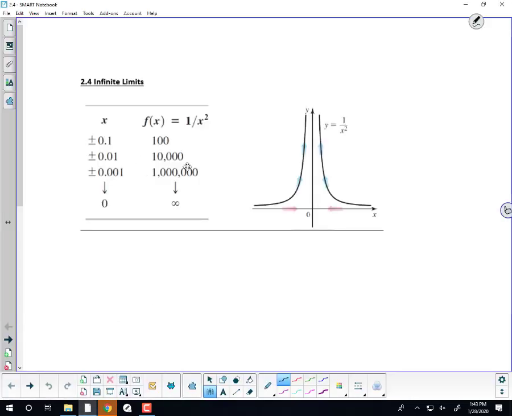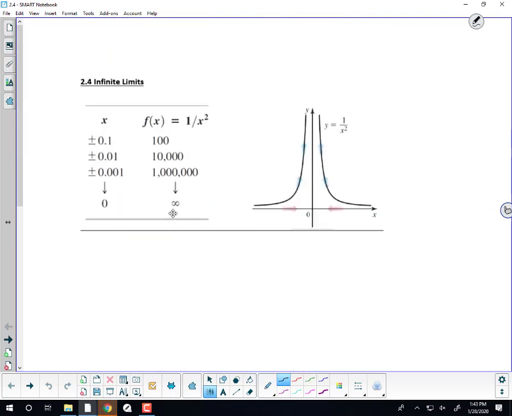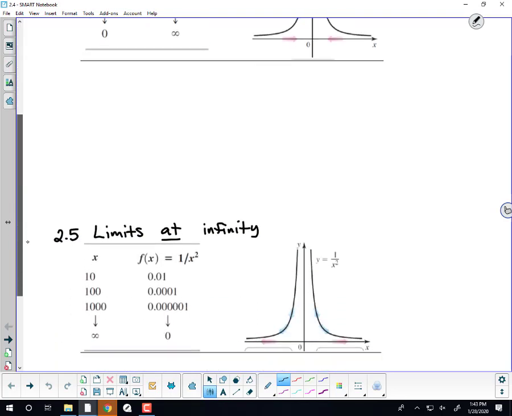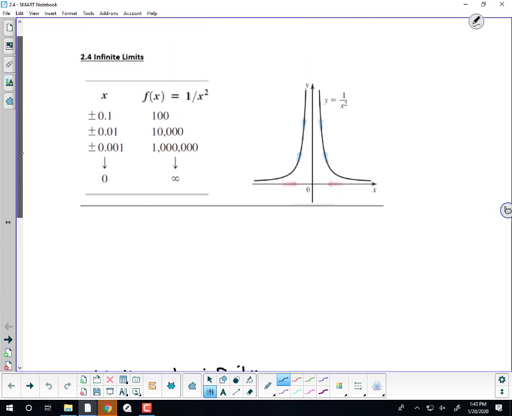Okay, in 2.4, on the first page we get a precursor of what the next two sections are going to look like. In Section 2.4, we're looking at infinite limits, and in 2.5, we're going to look at limits at infinity. Both of these sections illustrate principles that you've already studied. We're just going to make them more precise with the idea of a limit.